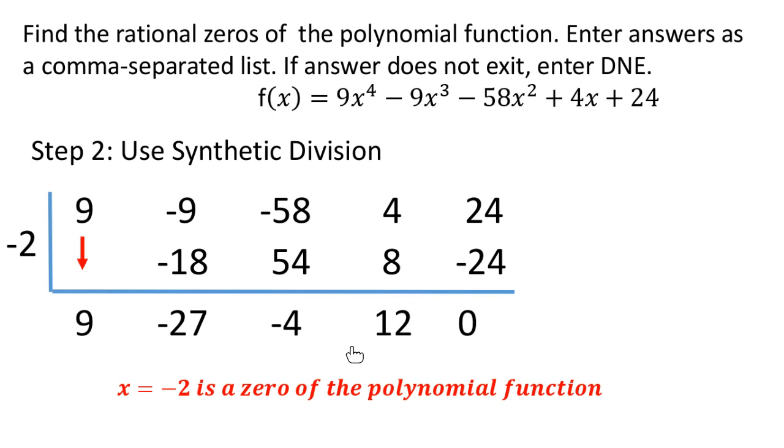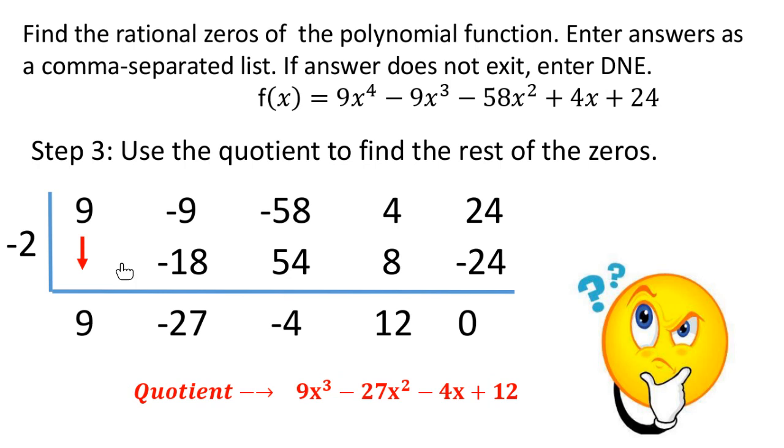Now we're going to get our quotient. Our quotient is what we have here, so we write it out. We had a 9, and it's one degree less than the 4, so it's going to be 9x cubed minus 27x squared minus 4x plus 12. But we can't use the quadratic equation because this is not a quadratic polynomial. So what we can do is apply synthetic division again to simplify even further.